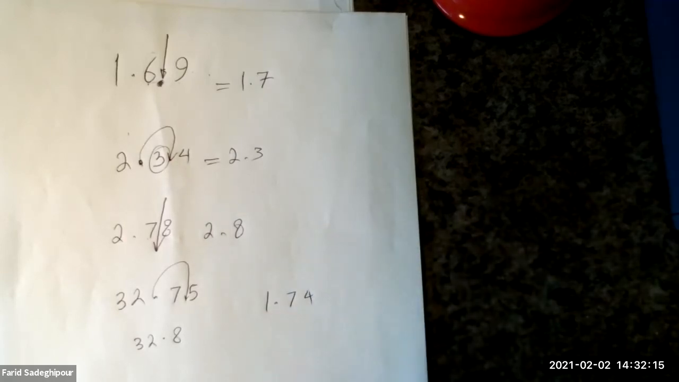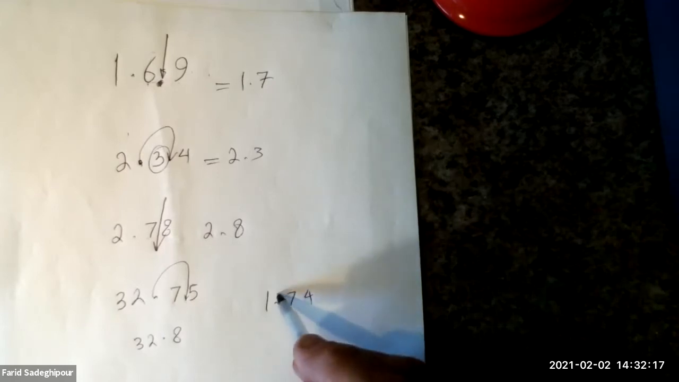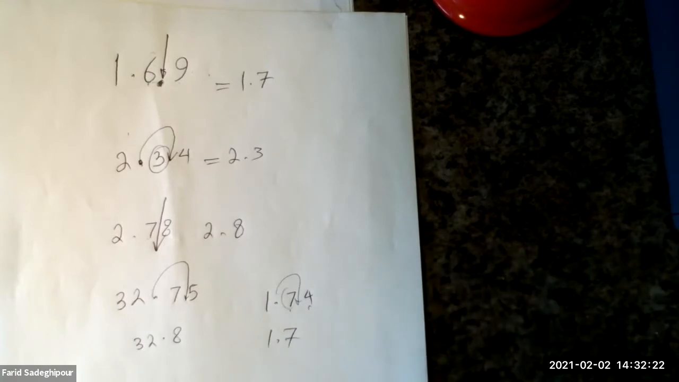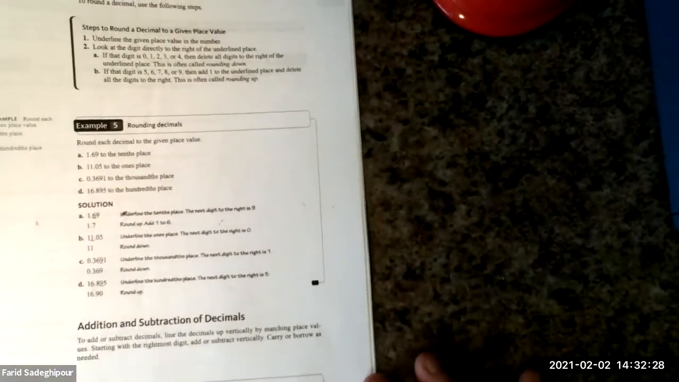Like here, 1.74. You want to round it here, right? After 7 is 4, so you don't have to add anything. You just write 1.7. And this is what you have here.